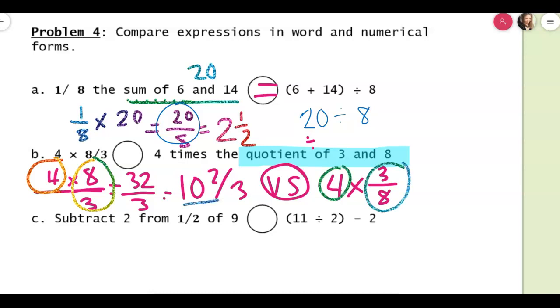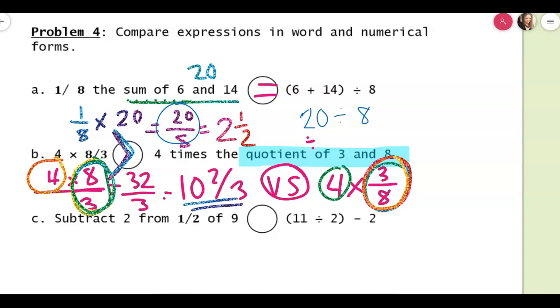So without even finding the answer and trying to figure out which one's bigger, I already know this one's going to be bigger. And I know it because 4 times 3/8, this is less than 1 whole, 3/8. But this one right here times 8/3, well, that's more than 1 whole, because 8/3 is an improper fraction. So I don't even actually need to figure it out to know that this one is the larger one. Okay, let's look at C.